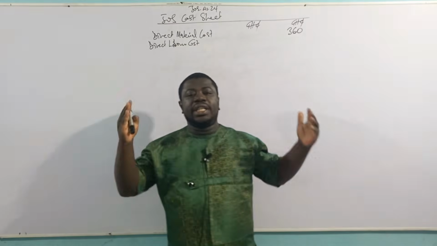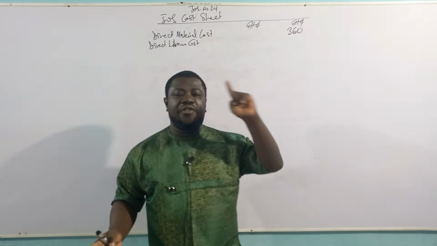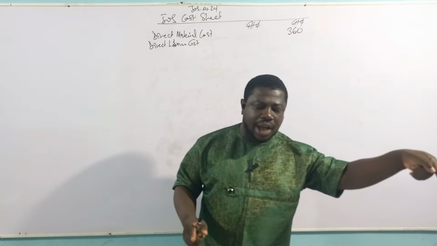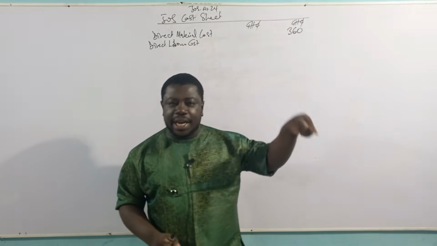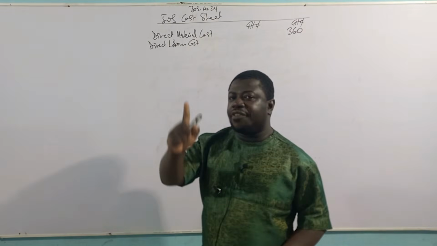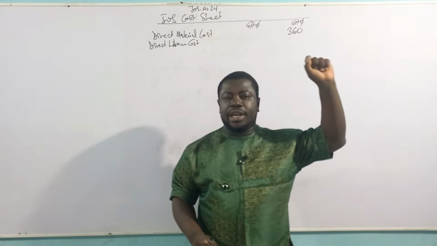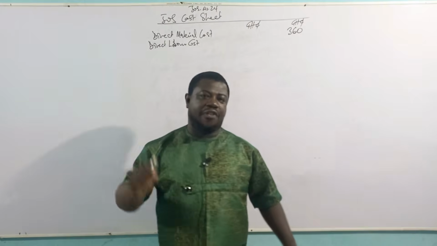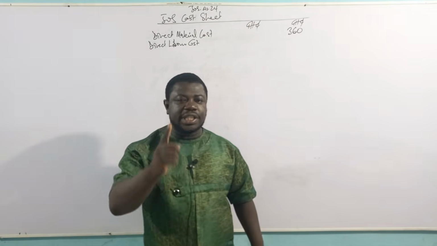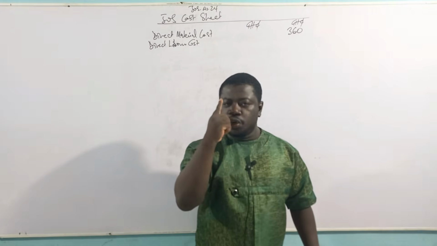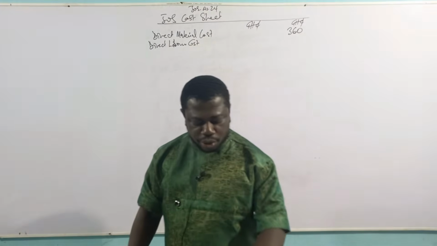Sorry, if you are using 10 hours and you are paying 5 cedis per hour, then what it means is that you are going to multiply the total hours of 10 by the 5. And that is going to give you 50 cedis, which is the labor cost per unit for the job. So that is what we are going to do.